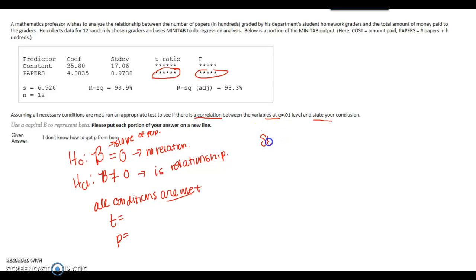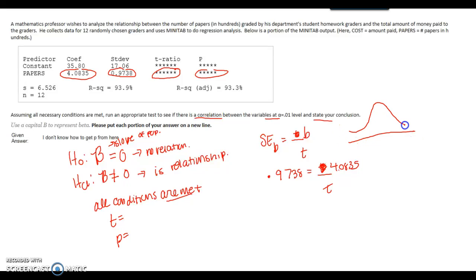Well, we have a formula that says the standard error of the slope is equal to your slope over t. So the standard error of your slope right here, 0.9738, equals your slope over t. And what is your slope right here? It's your number in front of x, 4.0835, all over t. So what is that test statistic t?